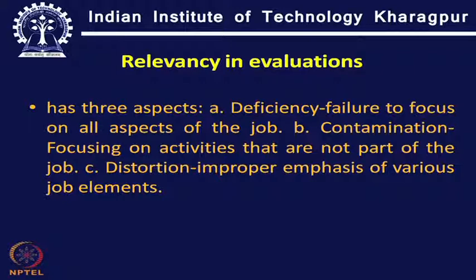And distortion is when we give improper emphasis to different job elements, like for performing a particular type of task or some aspect of the job which is more relevant, rather than other aspects which can have a lesser focus. When you are talking of distortion, we give wrong or improper emphasis to other job elements.